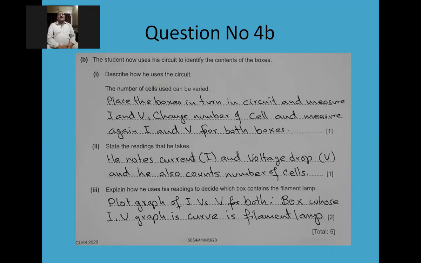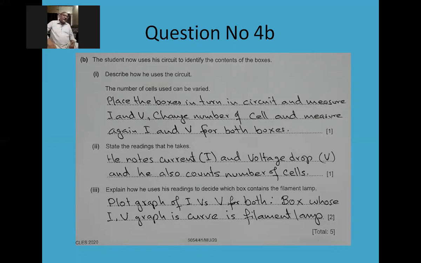So place each box in turn in the circuit and measure I and V. Change the number of cells and measure again I and V for both boxes. For example, you put a box in that circuit and note down the reading on the ammeter and the reading on the voltmeter. Just note it down, and the number of cells also. And then change the number of cells, switch it on again and note down the readings on the ammeter and the voltmeter. Then he says, state the readings that he takes.